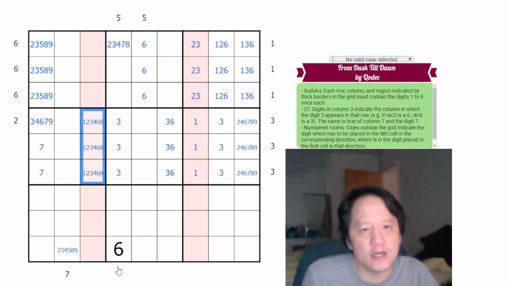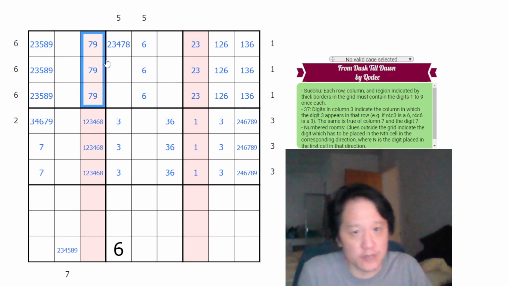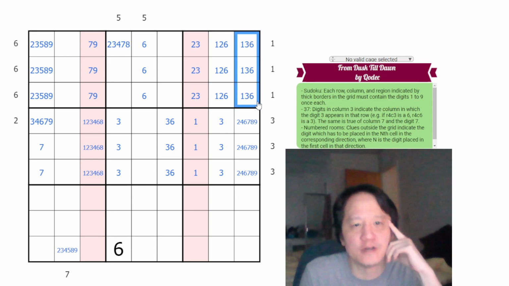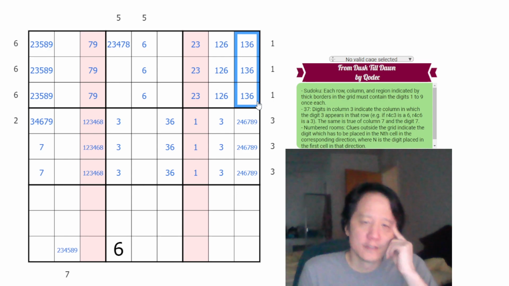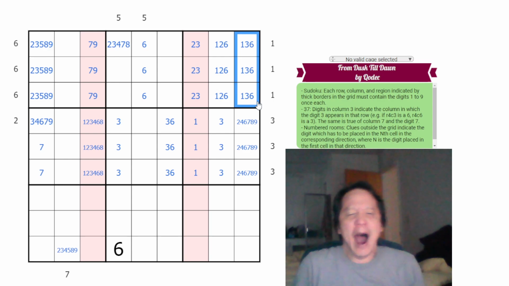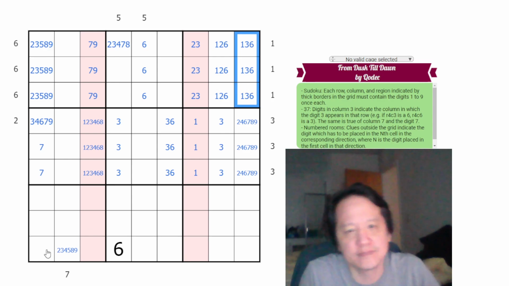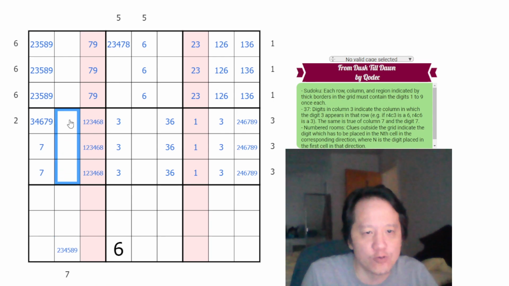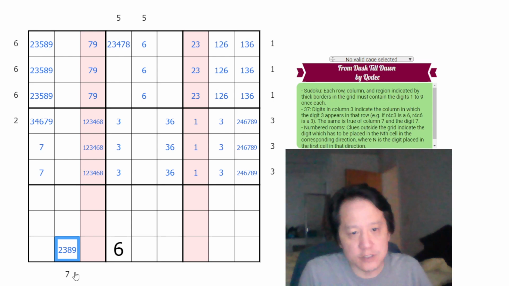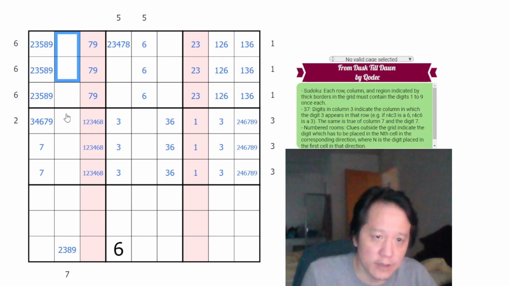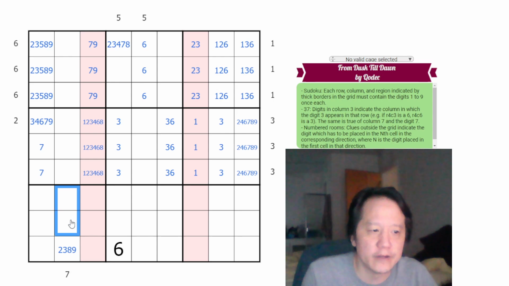So we know this is 8. So this has to be 7 or 9. Yep. I mean, that's pretty obvious. Where's the 7? Okay, so this cannot have a 7 in 4 and 5. So it's either 2 or 3 or 8 or 9. Right?